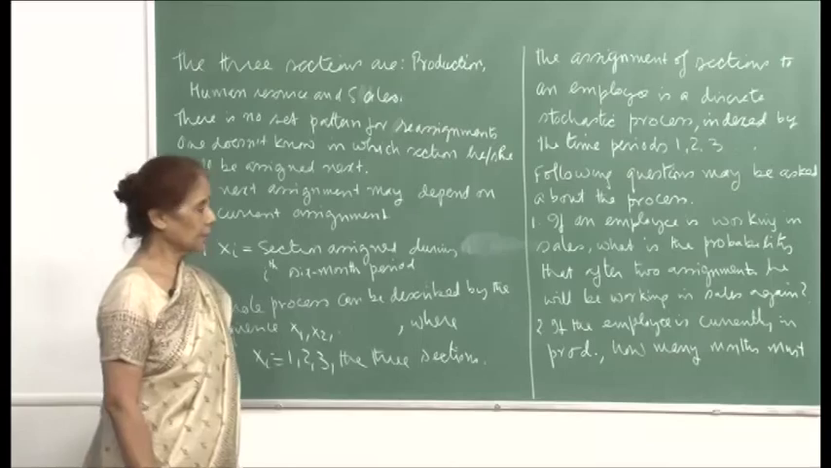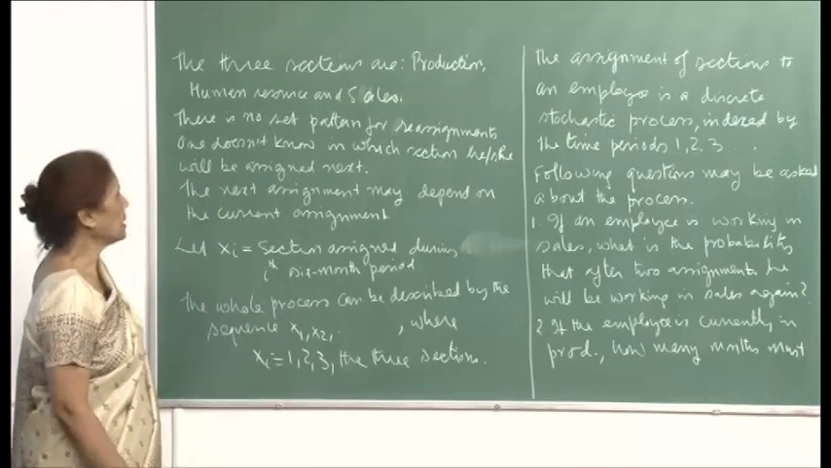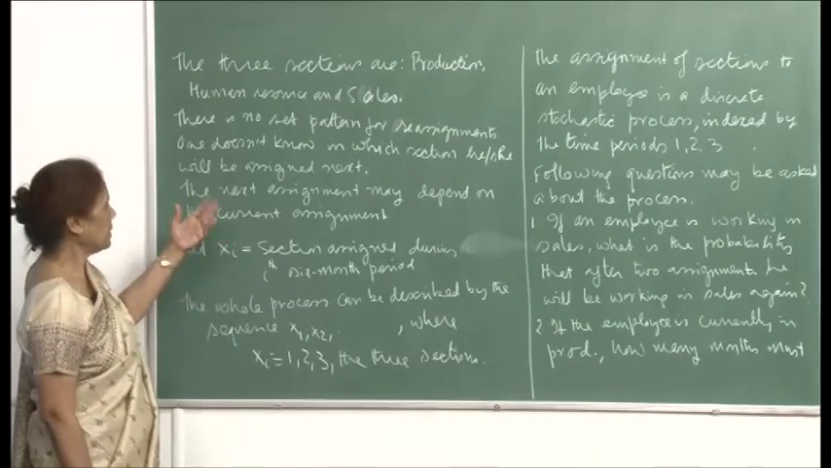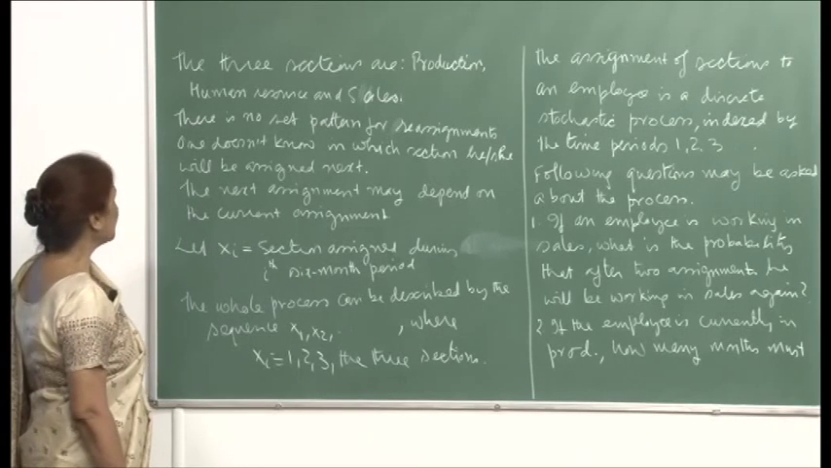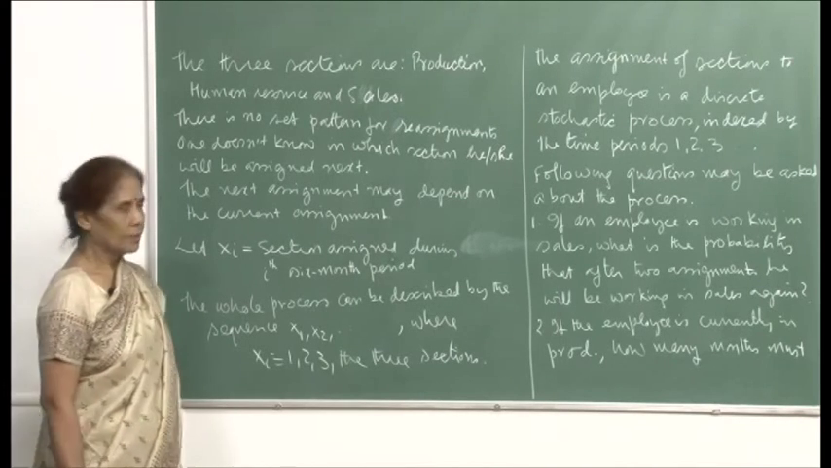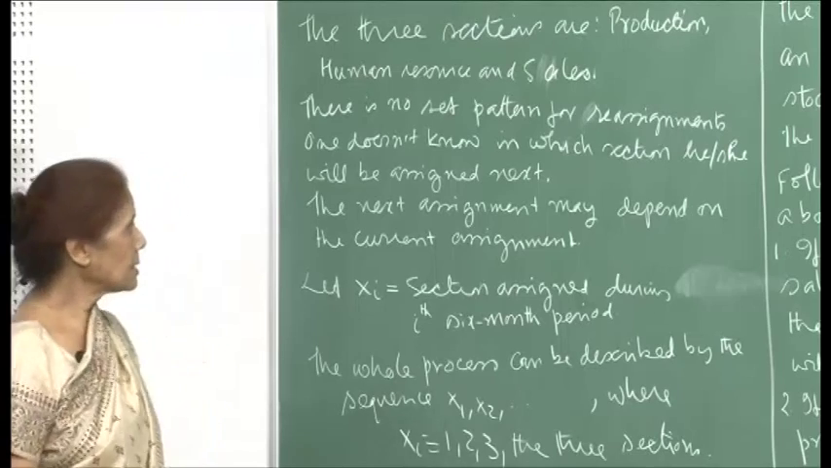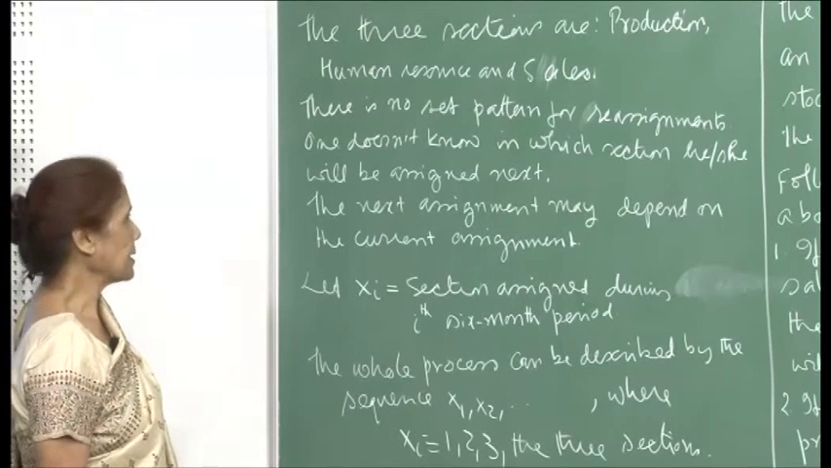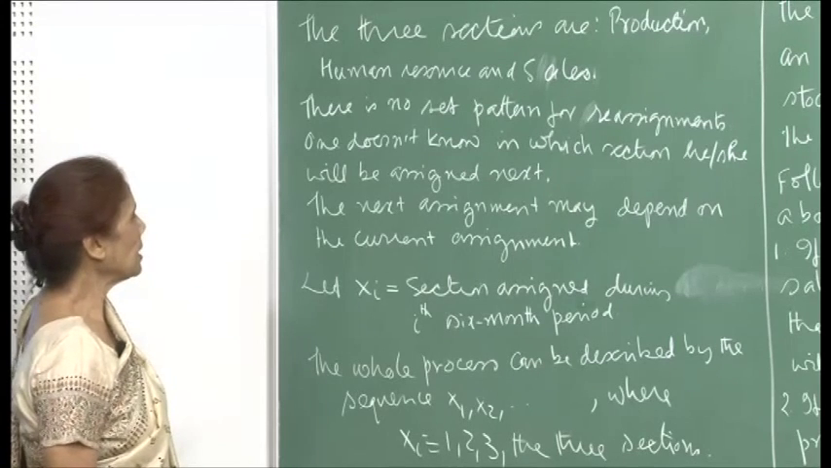So, these are the three sections in the automobile manufacturing company where he wants to assign the white collar employees, and by he I mean the owner of that manufacturing company. There is no set pattern for reassignments, at least the employees do not know. There must be something in the mind of the owners about how they would reassign. Since there is no set pattern known, one does not know in which section he or she will be assigned next.